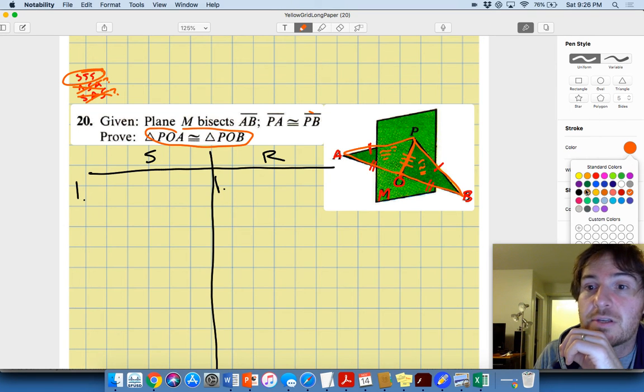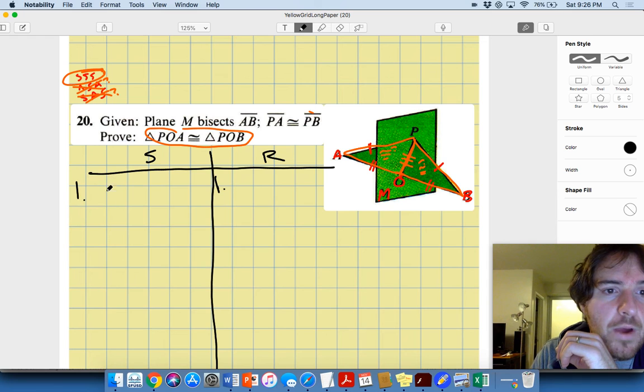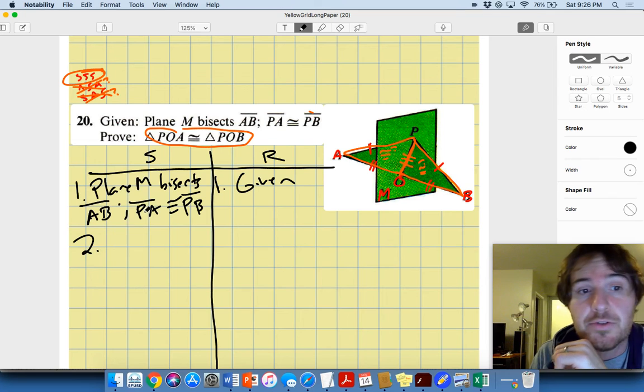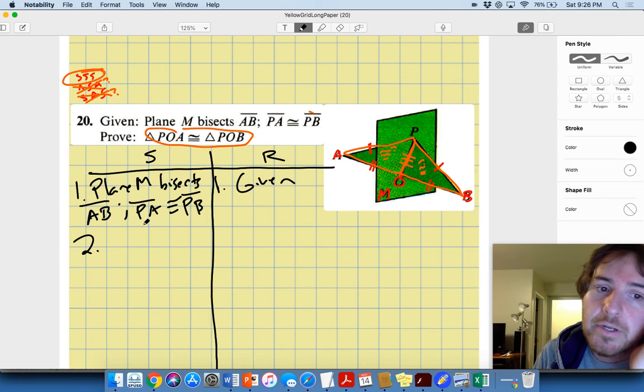All right, folks, let's do this so we can get this and get on with our merry way, continue the rest of our Sunday. Plane M bisects AB, and PA is congruent to PB, and that is a given premise. Given premises, there are 2 of them.